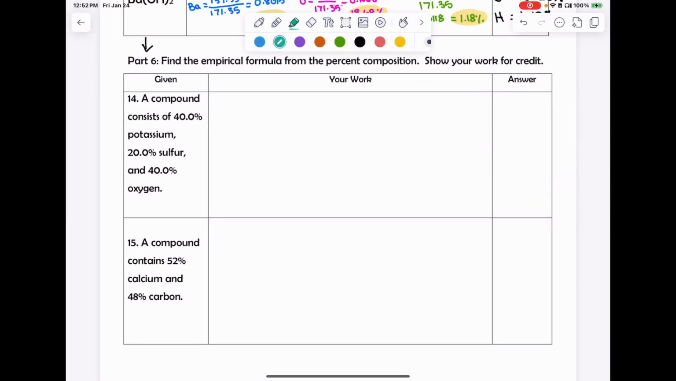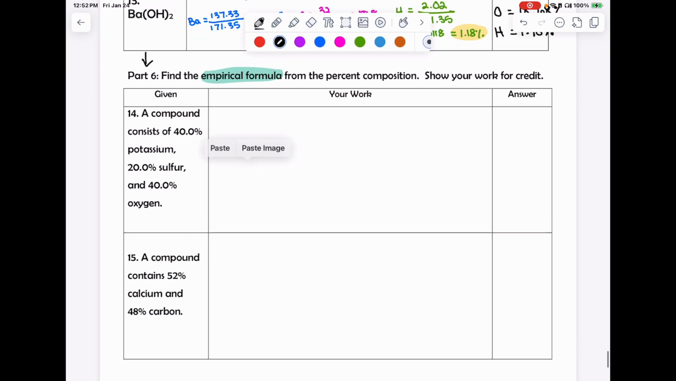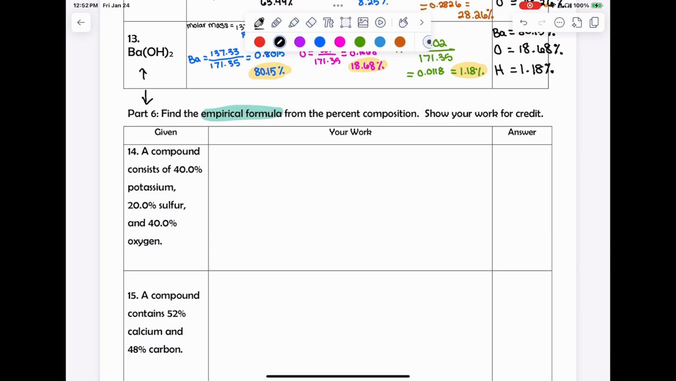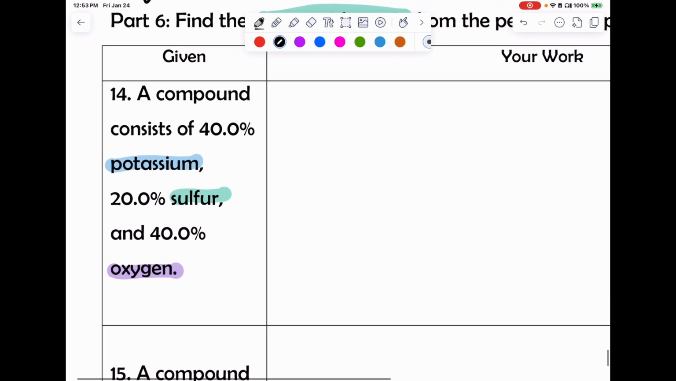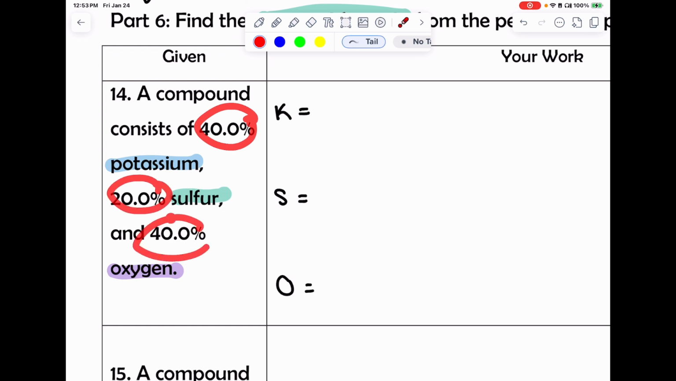Okay, on part 6, we're going to be finding the empirical formula, which is basically what is the formula that looks like this. We have 3 different elements on number 14. You have potassium, sulfur, and oxygen. And it gives you the percentages of each one. So first thing I need to do is set up a chart for all 3 of these: potassium, sulfur, and oxygen. And in this chart, I am going to take what we're given, these percentages.